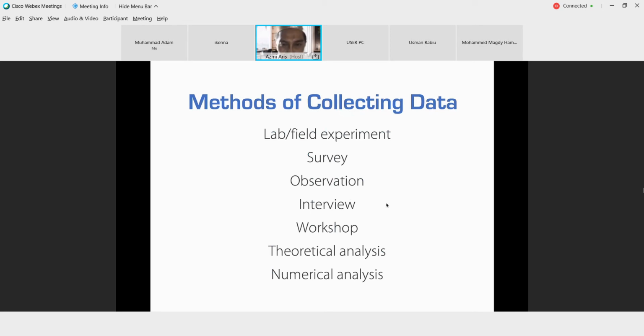If you are in social science, maybe number 2 to number 4 is your approach. If you are engineers or scientists, maybe number 1 will be your approach. If you are engineers and scientists working with a mathematical model, then number 5 and number 6 is their approach.